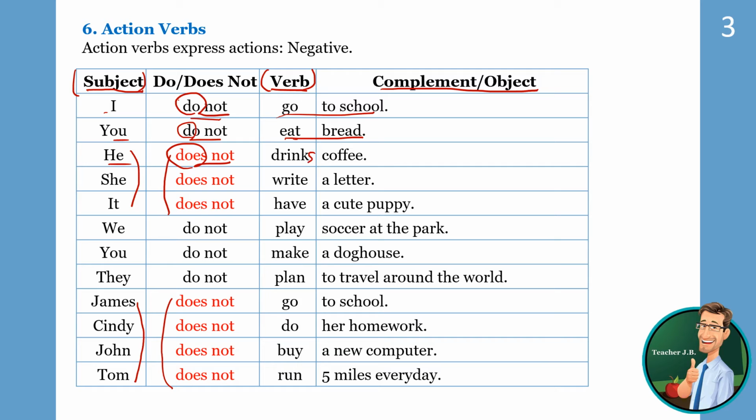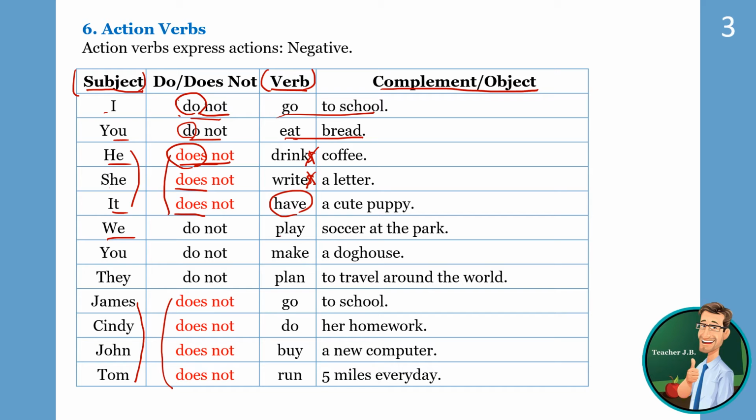He drinks coffee, but when you negate this, remove S and use does. He does not drink coffee. She writes a letter, but this is negative, so remove this, take does instead of do. She does not write a letter. It has a cute puppy, but it's negative, so we don't use has. Instead we use have and use does not here. It does not have a cute puppy.